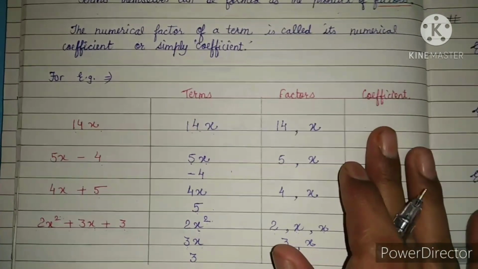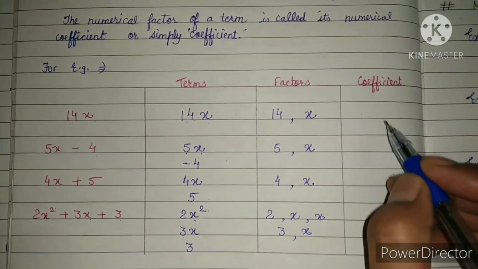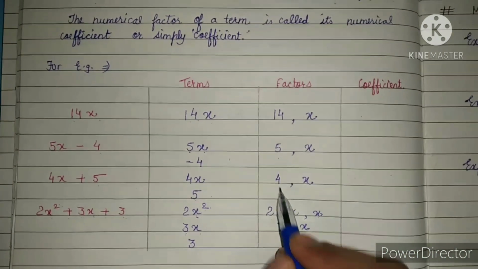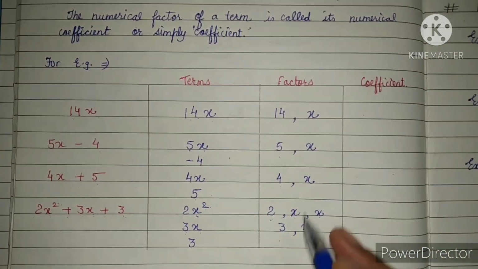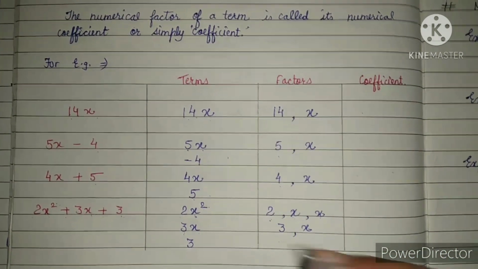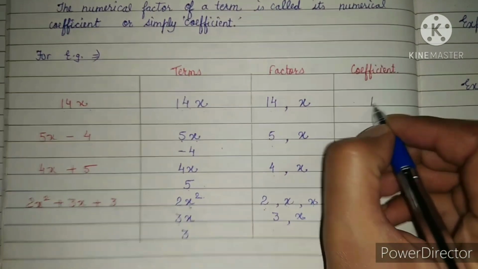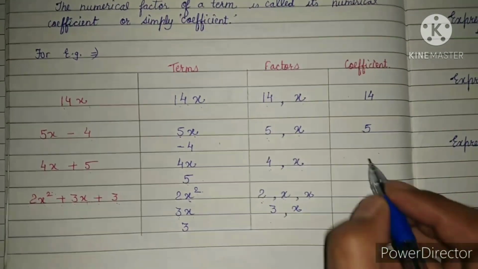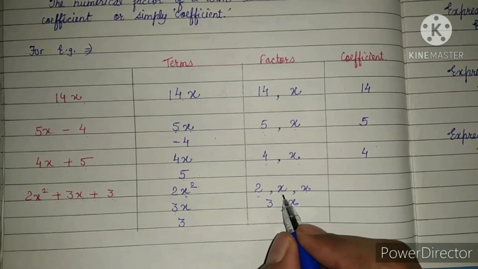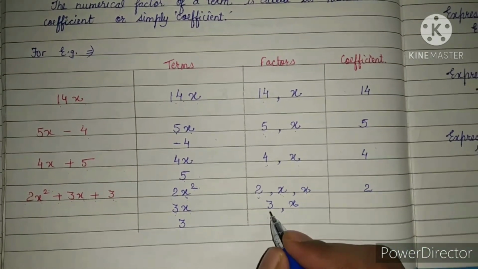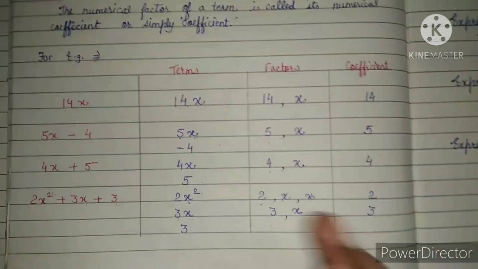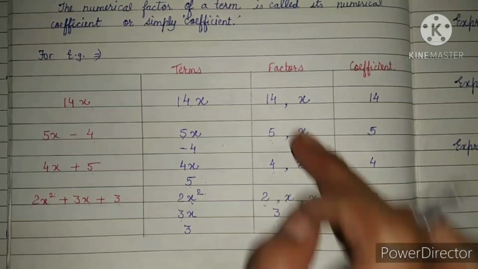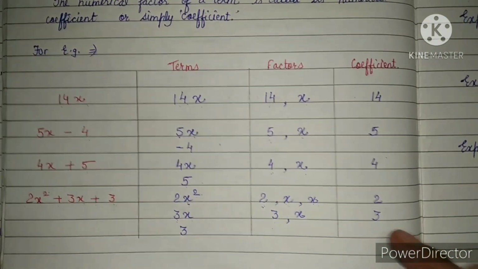Now coefficient. Coefficient means the numerical factor of a term. Whenever we see a numerical factor, here 14, 5, 4, 2, 3, all these numerical things are called numerical coefficient or coefficient. So 14 into x will give 14 as the coefficient. 5 into x will give 5. 4 into x will give 4. 2 into x will give 2. 3 into x will give 3. So the factors of terms are formed separately, and the numerical factors are called coefficients.